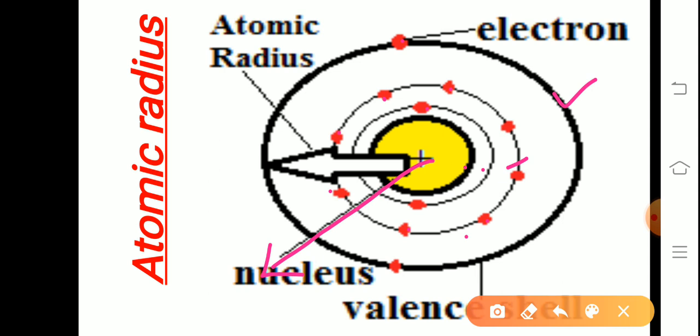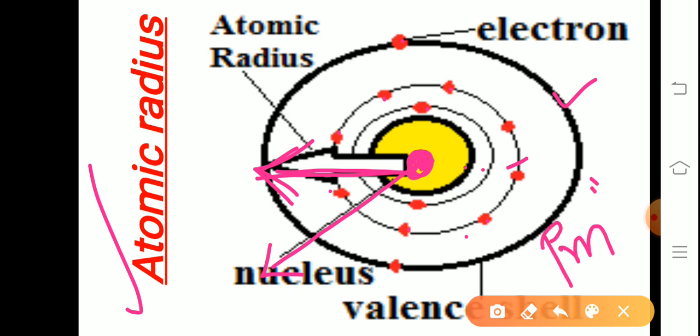Now let me define atomic radius. It is defined as the distance from the center of the nucleus to the outermost shell of an atom. The atomic radius of an element, from the center of the nucleus to the outermost shell, is measured in picometers, denoted by the letters pm.